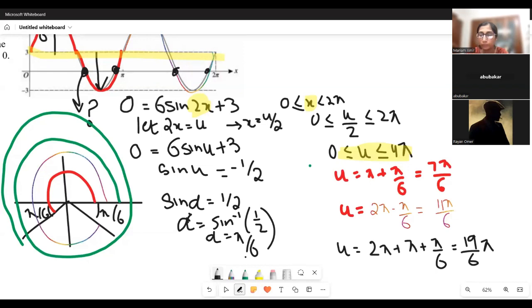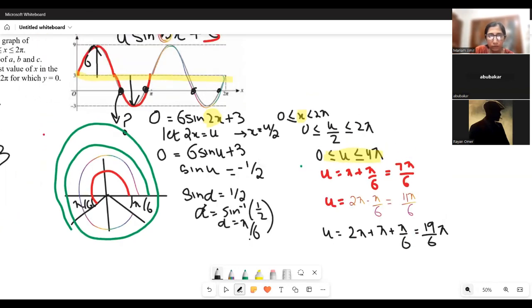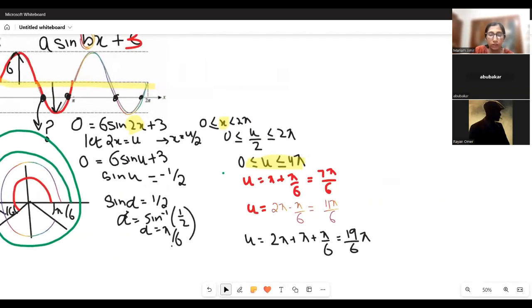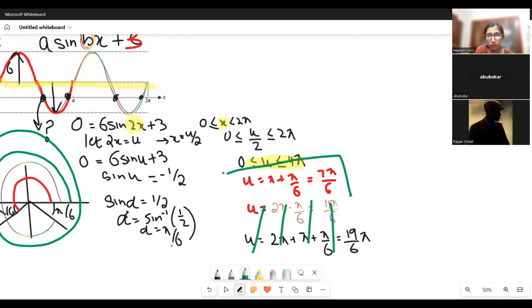Let me confirm. This is question 5. But we have to find the smallest possible value. So what's the smallest possible u? It's 7 pi by 6. There wasn't a need to find the rest. We had to find the smallest. I just wasted time on this. This is the smallest u.